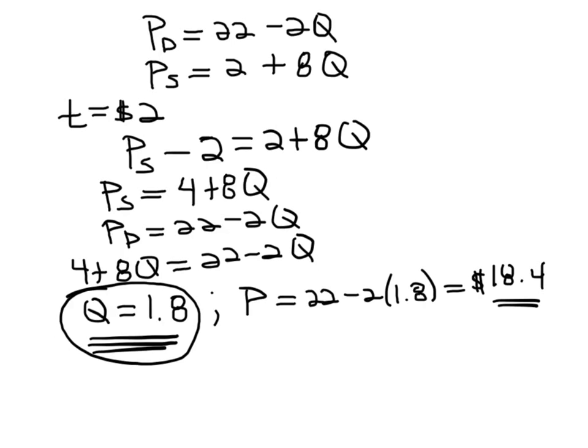So that means that it doesn't matter which side of the market sends the tax to the government, the loss to society is the same. And now let's see how that loss to society is going to look like in a diagram.